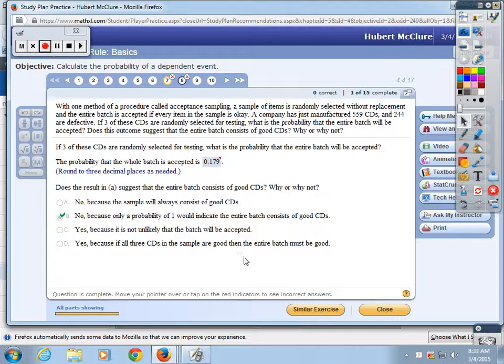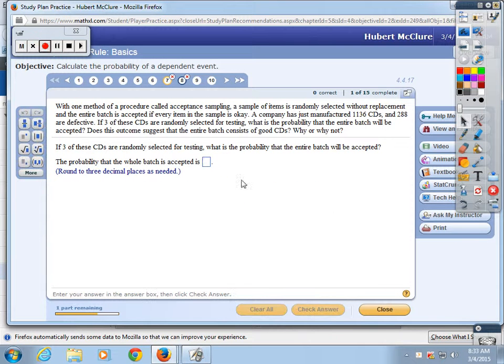I don't really care about that. I care about this. I want to do that one again. All right, try that one. Got a little bit higher numbers on this one. Blow it up a little bit, Banner, so people can see it, please. 1136 and 288 are defective.